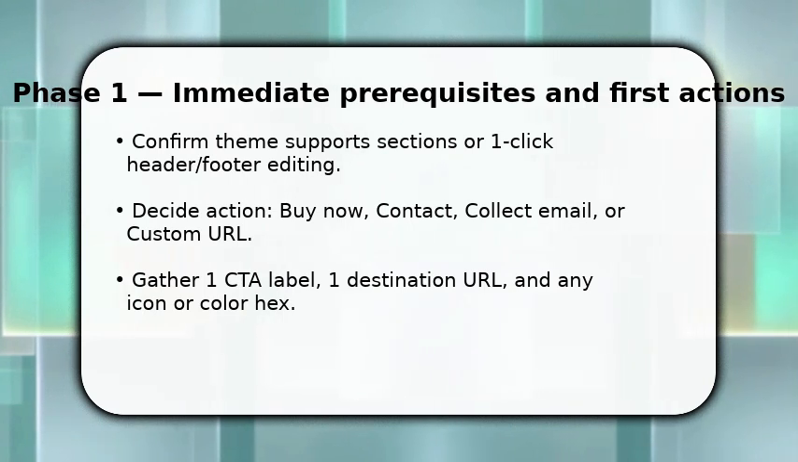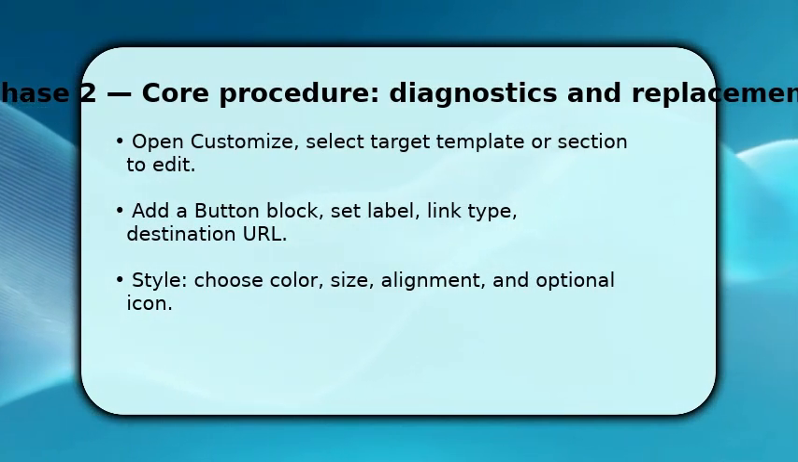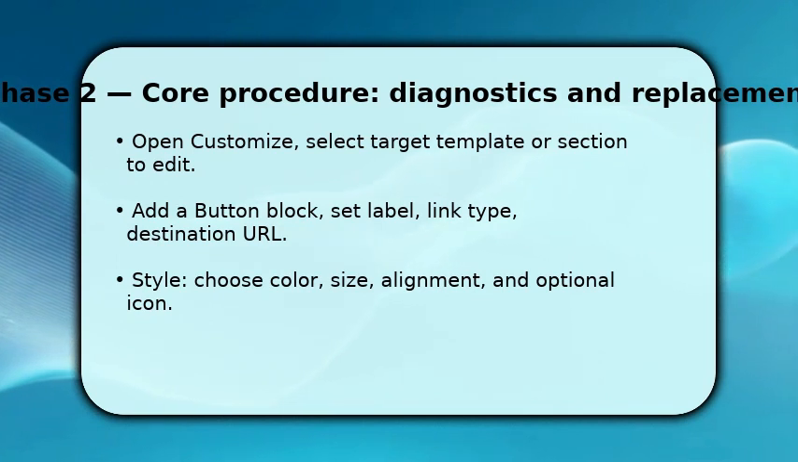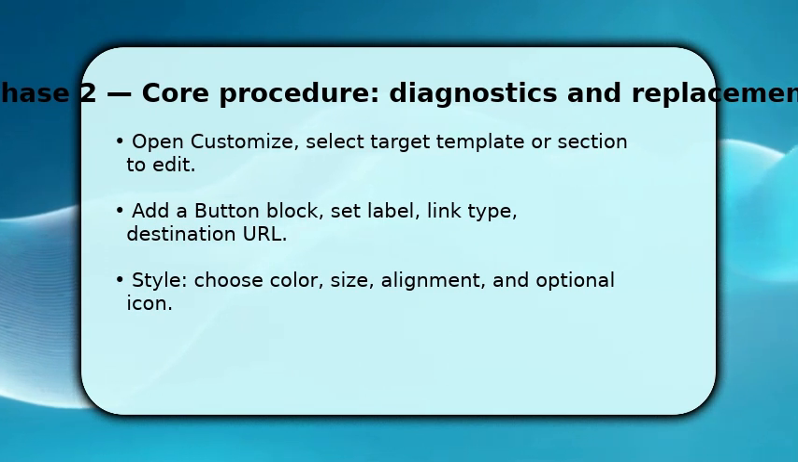Select Header, Product, or Custom section inside the theme editor. Add a button block or use a rich text block with a button option. Set the label text, link type, and paste the destination URL. Make sure to choose link behavior, same tab or new tab, and configure accessibility text.